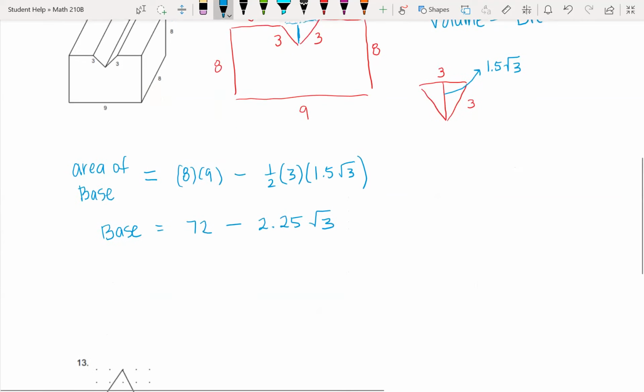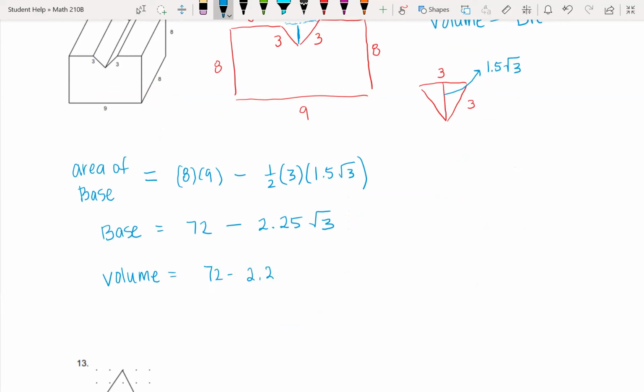Then, to find the volume, it's going to be the base multiplied by the height, which we said was 8. 72 times 8 is 576. And then 8 times 2.25 is 18 times the square root of 3. So this is the volume.